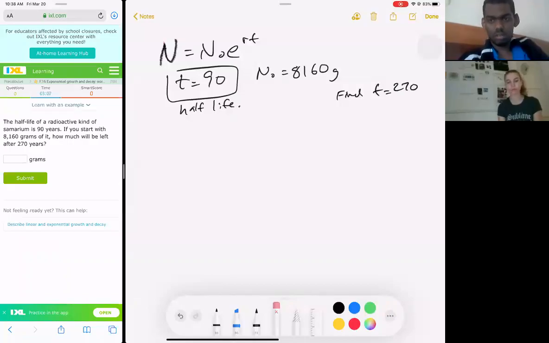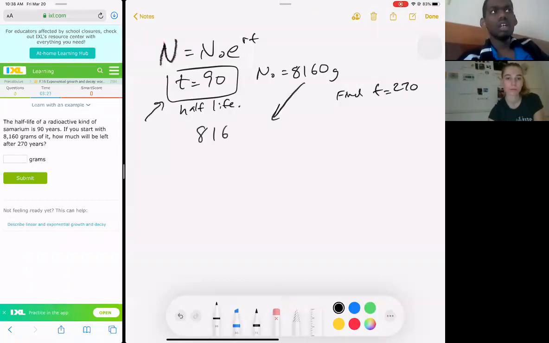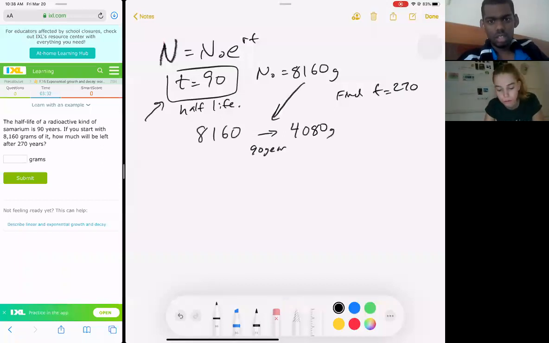Okay. So it's not that the time would be 45, it's that the amount would be half. So if I start off with 8,160, after 90 years, we should end up with half of that, which is 4,080 grams. That's the idea of half-life. It drops in half given the amount of time, in this case, 90 years.